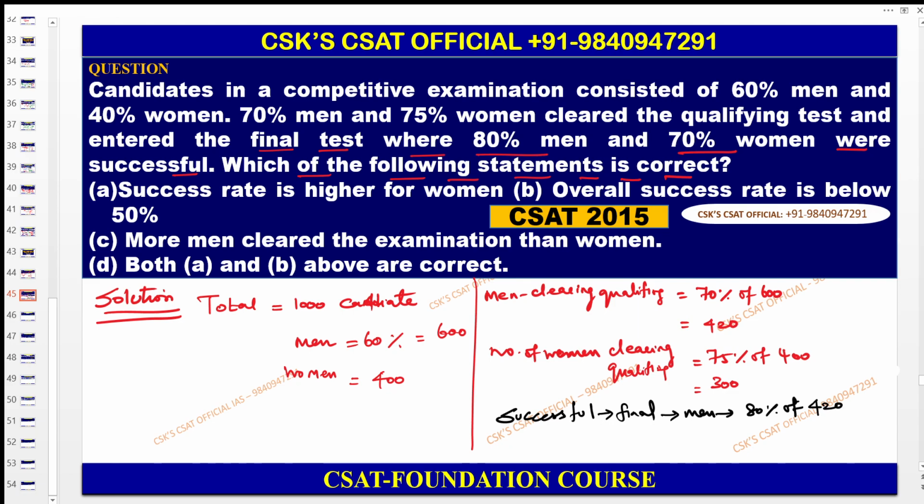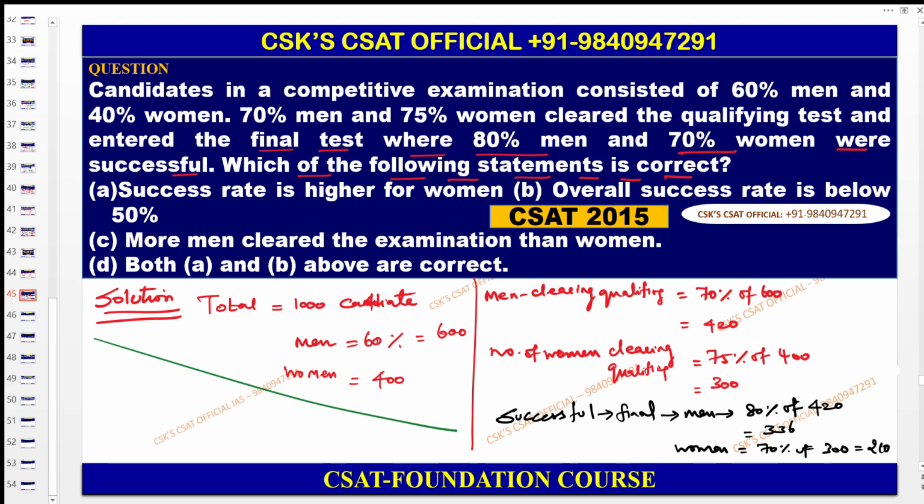So 80% of the qualifying 420. So 80%, right. So 8 into 42 is 336. Then women is equal to 70% of 300. Since the qualifying is 300, out of which successful is 70%, then 210. So finally, we need to find which one we need to find here.